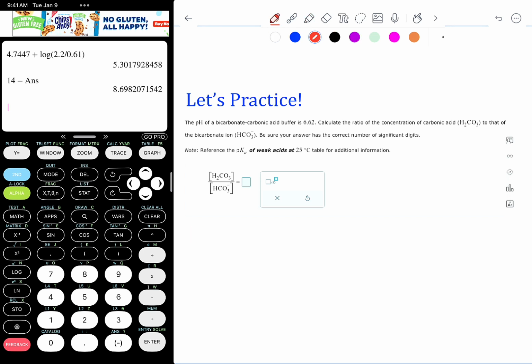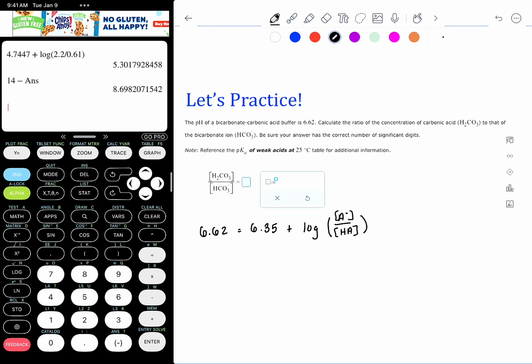Let me get a pen. And then we can find our pKa from our weak acids table, which we find to be 6.35, plus the log of our ratio. Instead of writing those out, I'm just going to write A minus concentration over HA concentration.